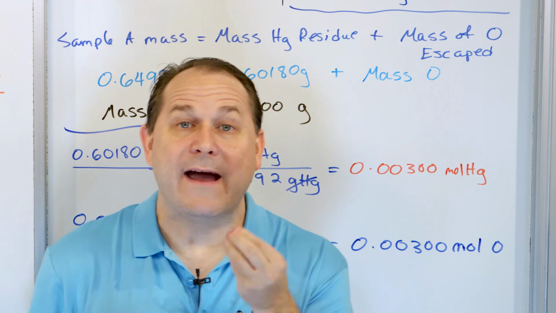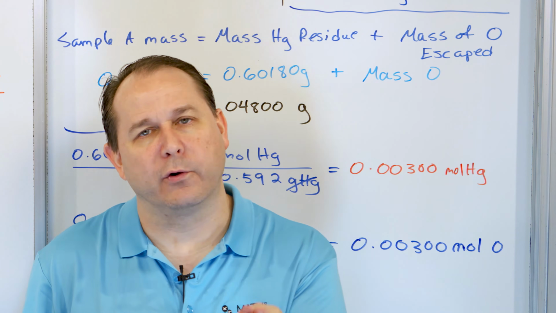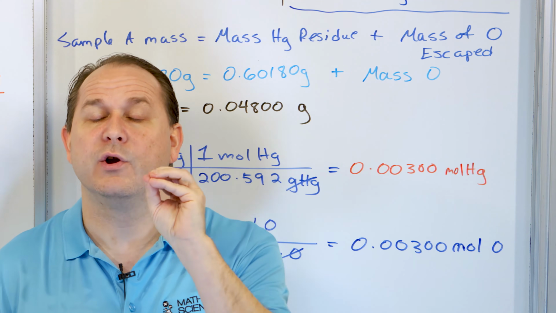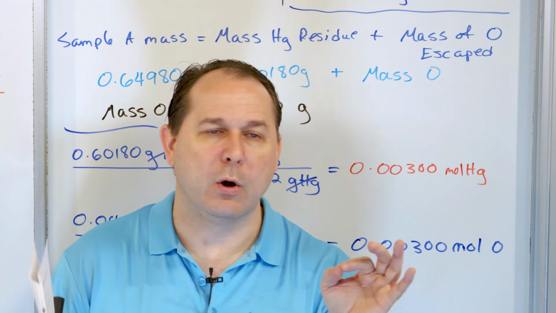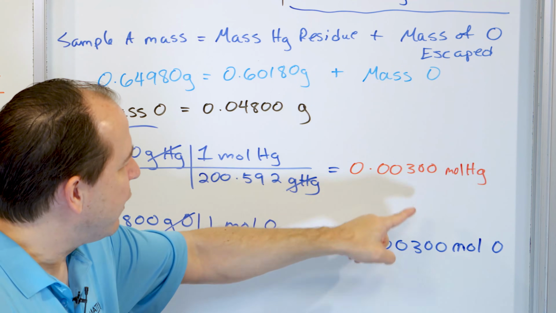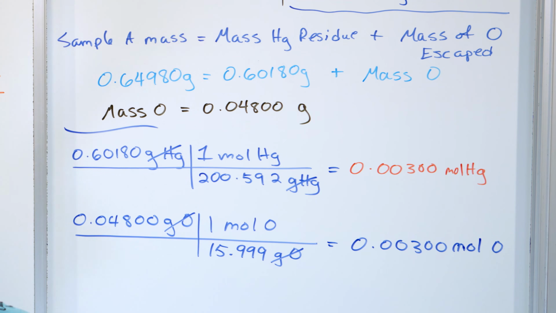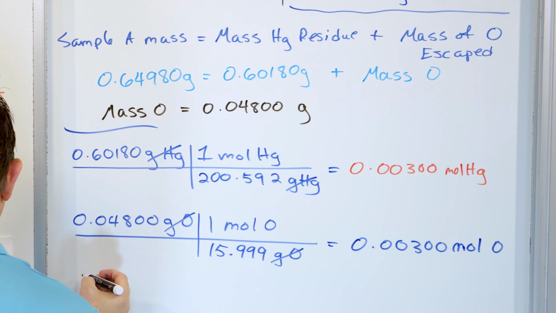So now we have everything we need to figure out the empirical formula, because the empirical formula, remember, relies on the mole ratio, the ratio of the moles, not grams, moles. And now we have them. But look, you can tell that they're the same thing. So you can already kind of surmise what's going to happen here. But let's go through the exercise.